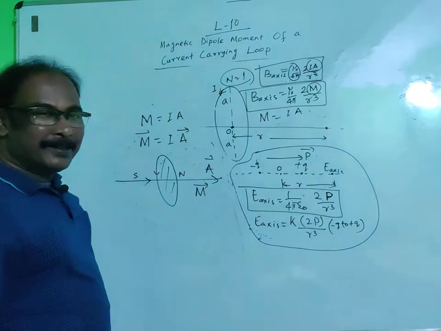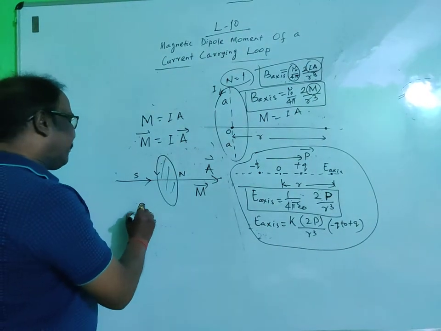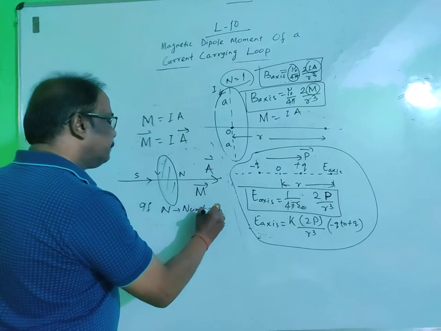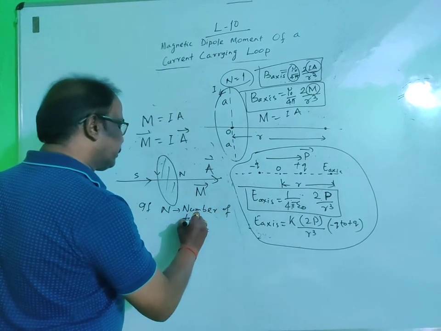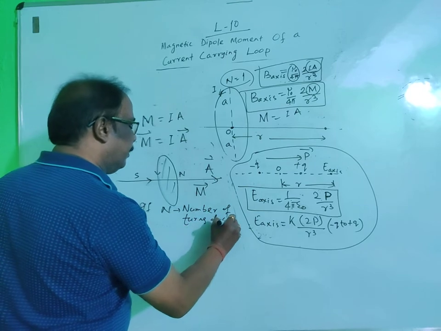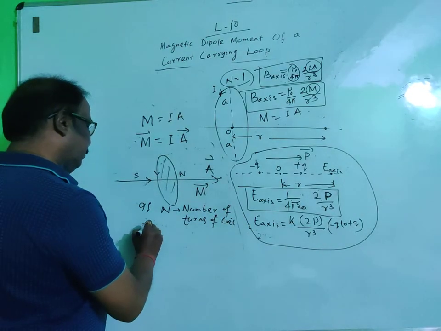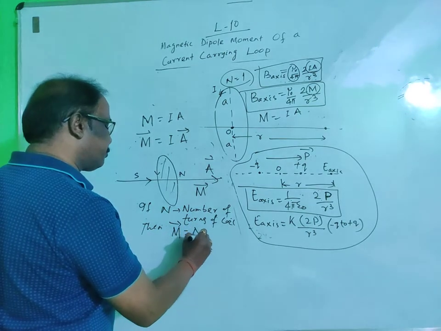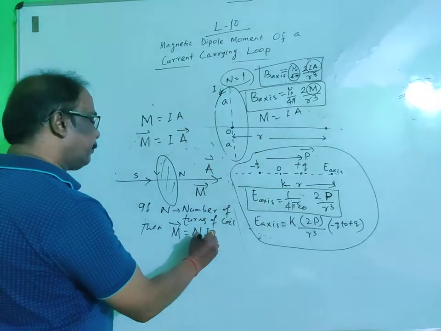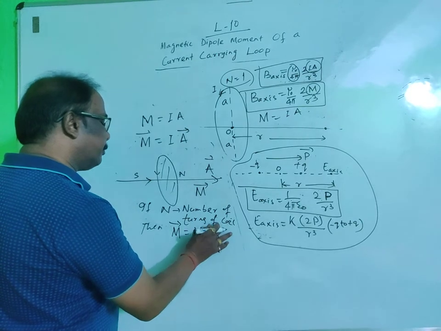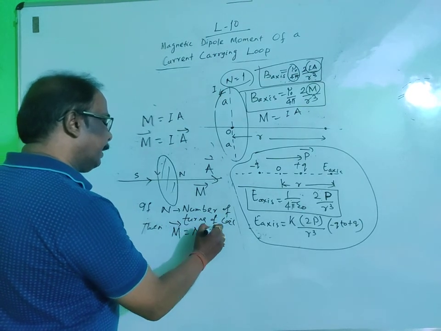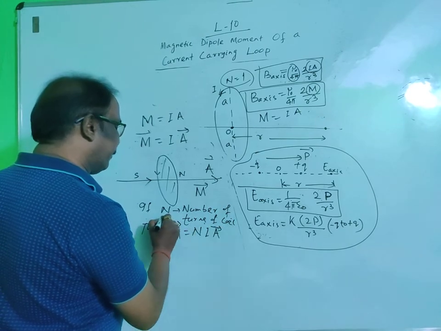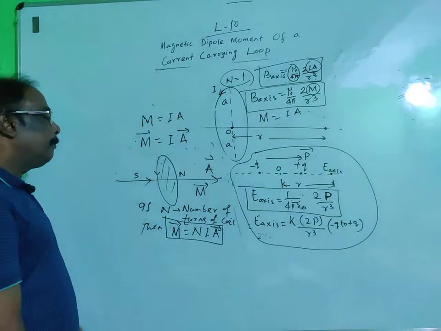in previous diagrams. Okay, if N is the number of turns of the coil, then magnetic moment is given as N into I into A, and this is the direction of magnetic dipole moment, along the direction of the area vector. Okay, this is our final formula.